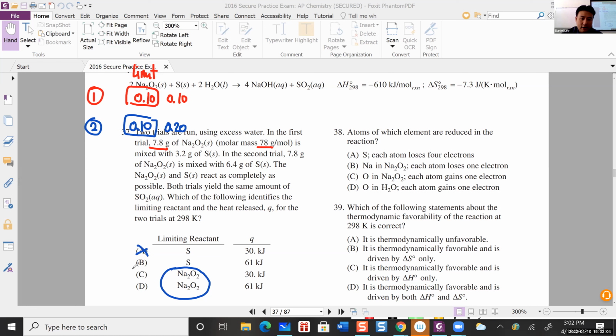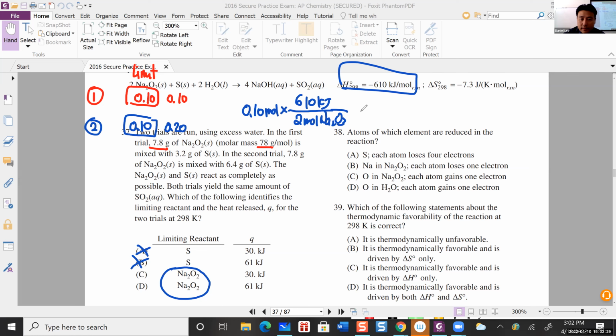Forget about A and B, they're just garbage. Now, based on the limiting reactant, you need to figure out how much heat is released. Is it 30 or 61? So I do an easy stoichiometry. I have 0.1 moles of Na2O2. The ratio is 2 moles of Na2O2 will produce 610 kilojoules.